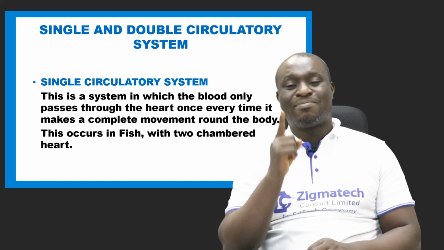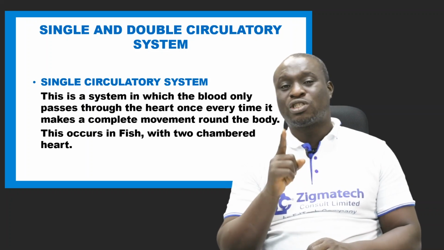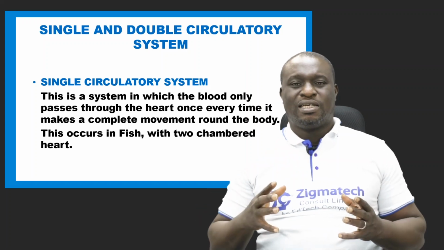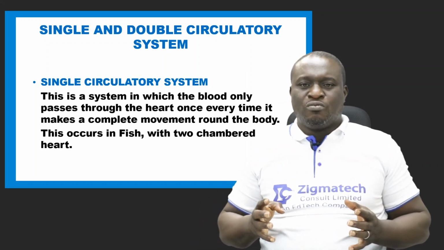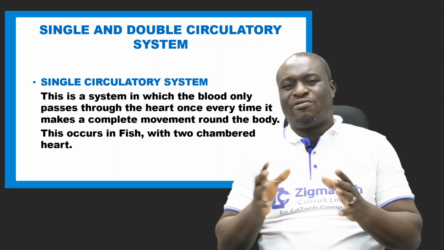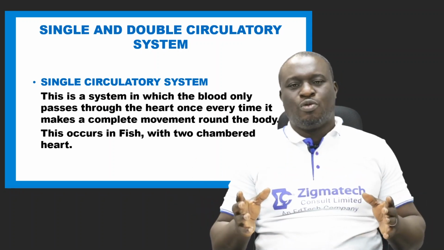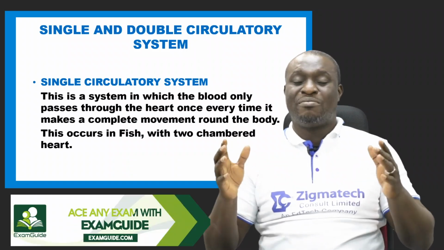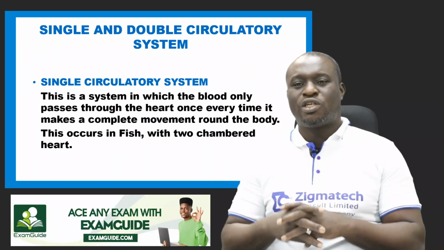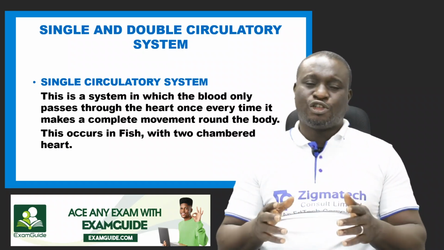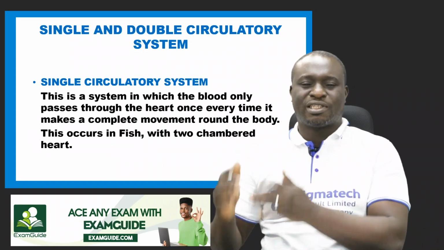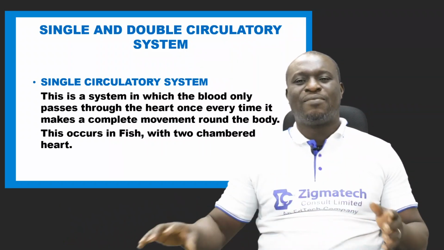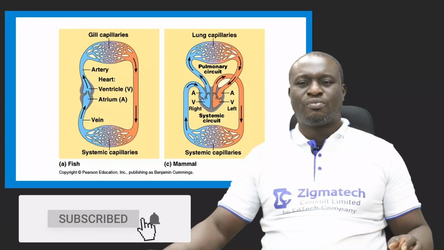The reason why it passes through the heart once is mostly because the heart is a two-chambered heart. A two-chambered heart is not divided into more than two chambers. We will have only auricles and ventricles. And this type of two-chambered heart can be found mostly in pisces, which is fish. So in fish, we see single circulatory system.